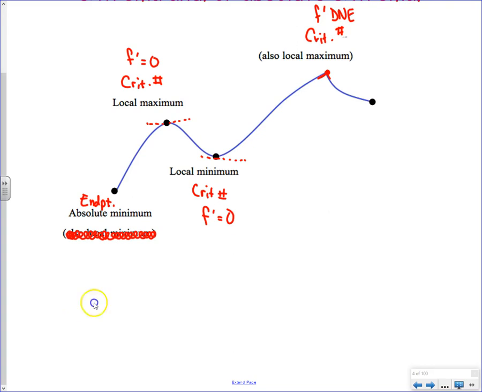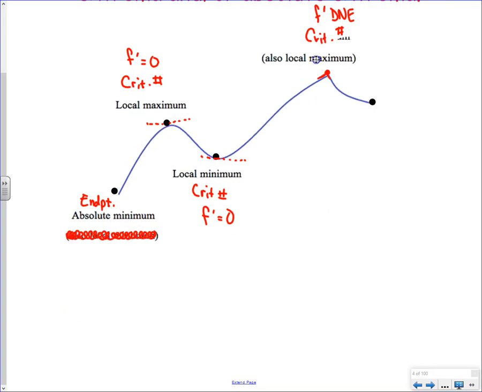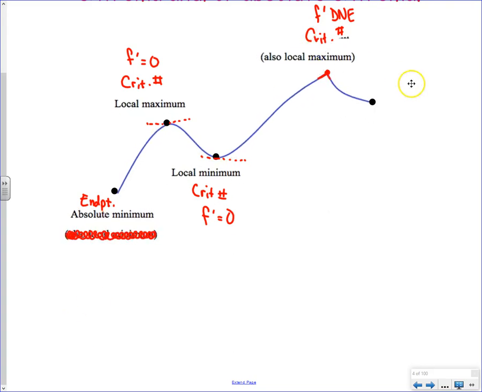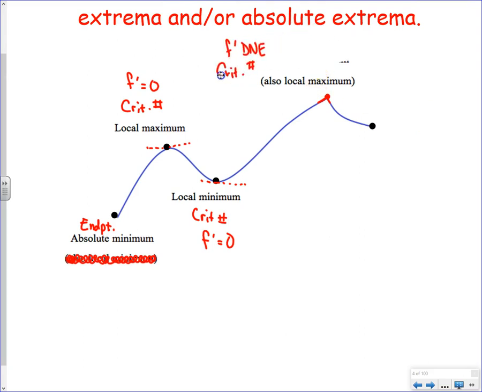Wait, so would that be an endpoint as well? No, it wouldn't be. So is local synonymous with relative? Yes, local is synonymous with relative.